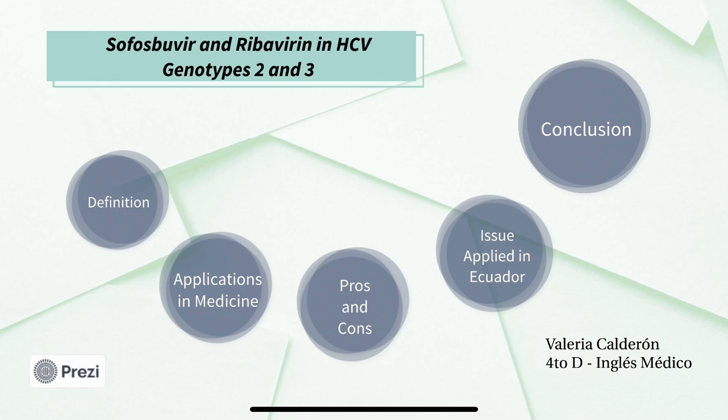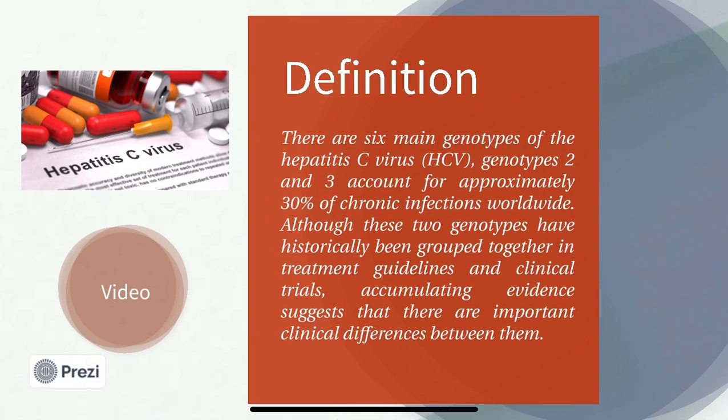Definition. There are 6 main genotypes of hepatitis C virus, or HCV. Genotypes 2 and 3 account for approximately 30% of chronic infections worldwide. Although these two genotypes have historically been grouped together in treatment guidelines and clinical trials, accumulating evidence suggests that there are important clinical differences between them.